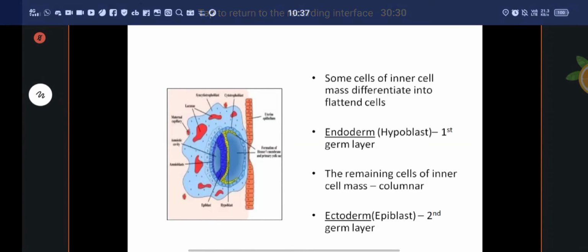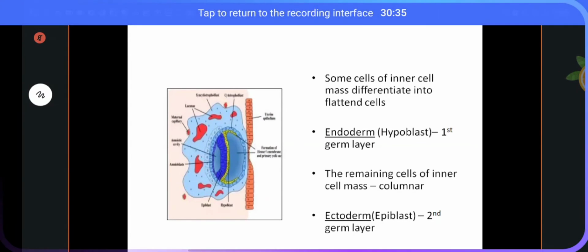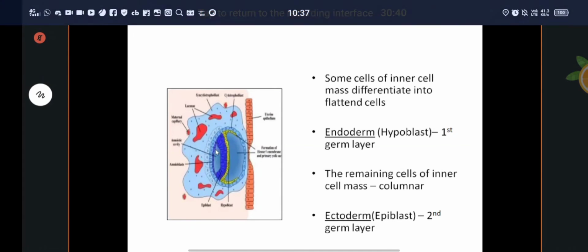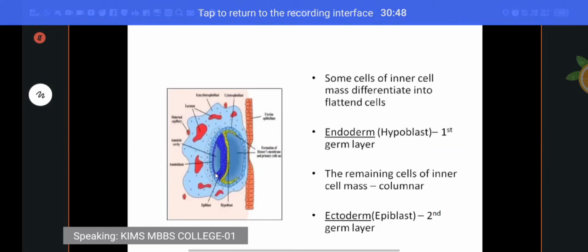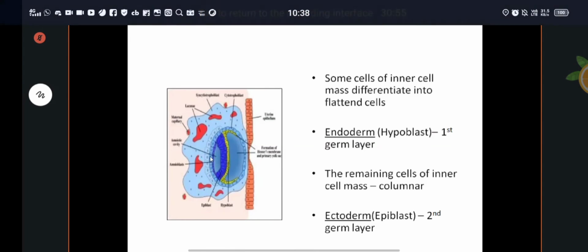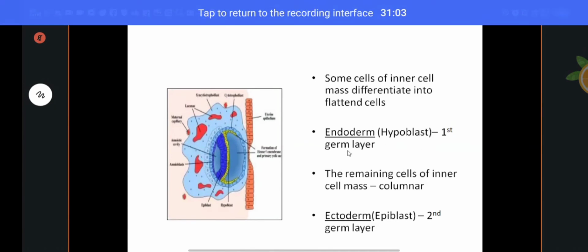Already you are aware of the embryoblast. Some cells of this inner cell mass, that is the embryoblast, differentiate into flattened cells. In this diagram where I am focusing the cursor, you can see them: the flat cells which are violet in color. These flattened cells are called endodermal cells, also called hypoblast, which forms the first germ layer. So the first germ layer to develop is the endoderm.